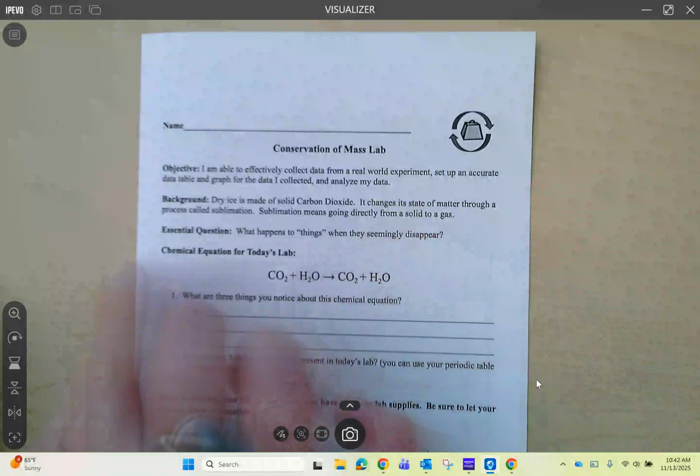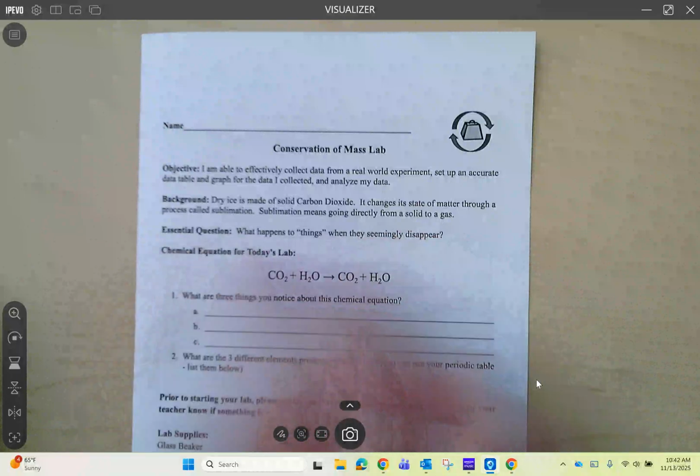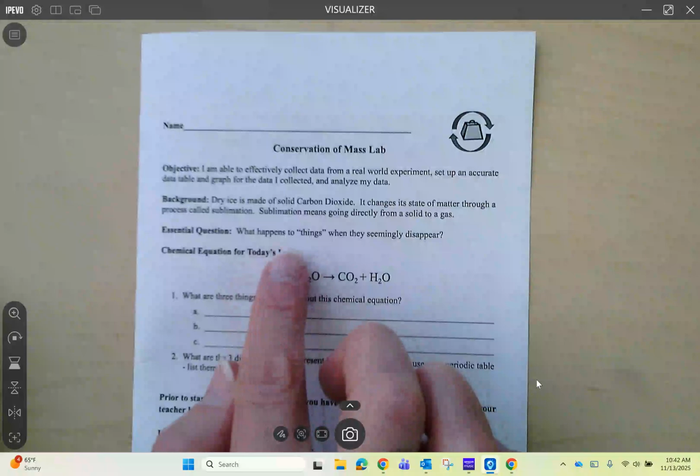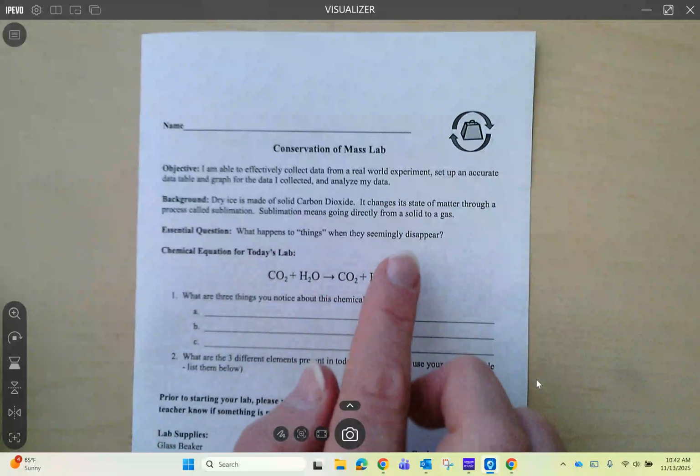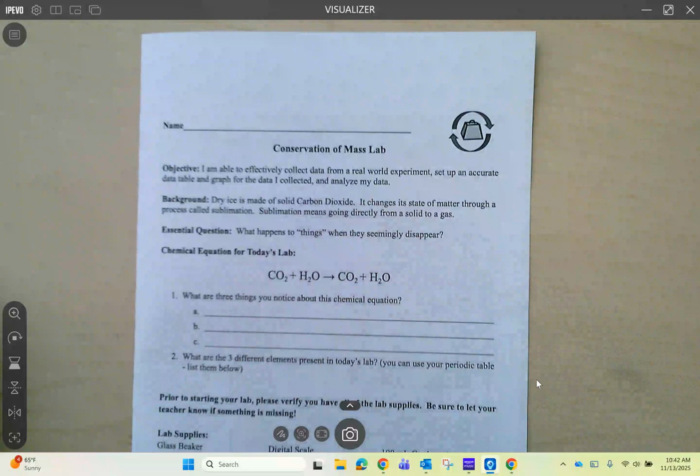The essential question for this lab is: what happens to things when they seem to disappear into nothing? You guys know the law of conservation of mass states that matter cannot be created or destroyed. So it cannot disappear into nothing. It can't be destroyed. So what is actually happening? That's what we're getting into here today.